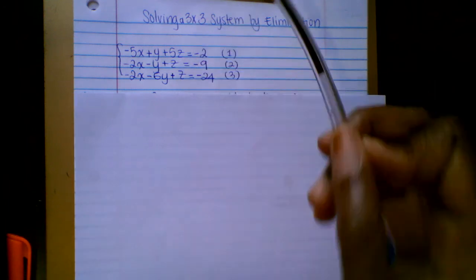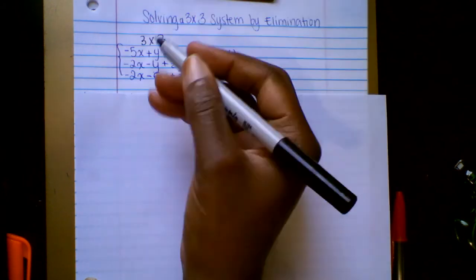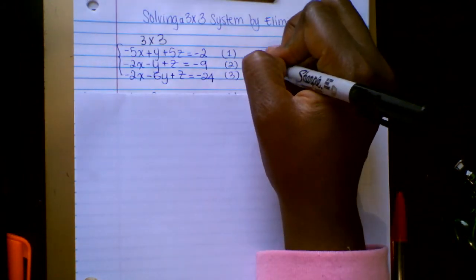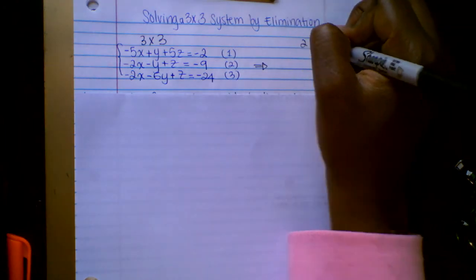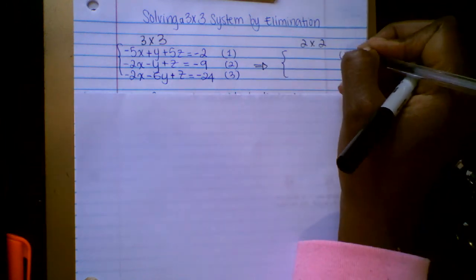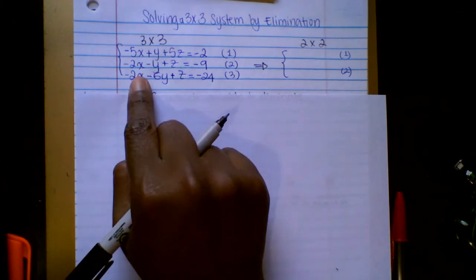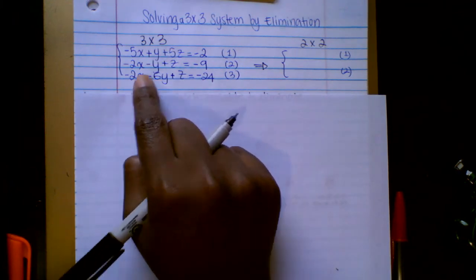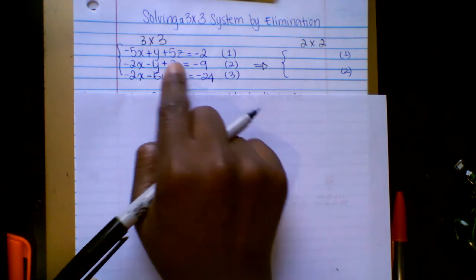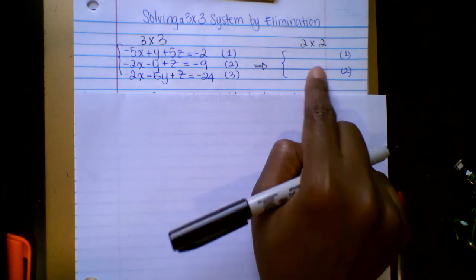To solve by elimination, the goal is to eliminate one variable and one equation. So we start with a 3 by 3 system, and the goal is to end up with a 2 by 2 system, a system made of two equations with two different variables. For this to happen, you have to cancel a variable, either variable x, variable y, or variable z. Why do we do this? To create a 2 by 2, which means two equations with two variables.